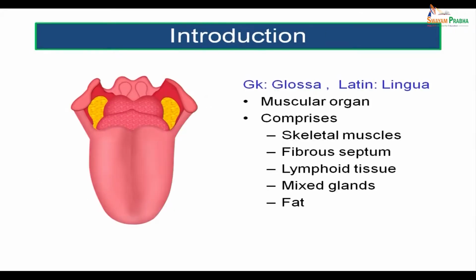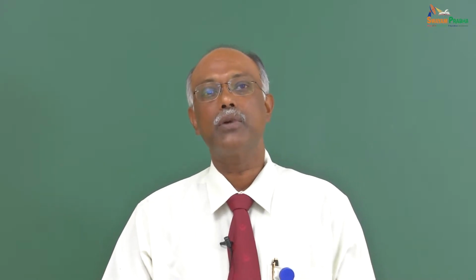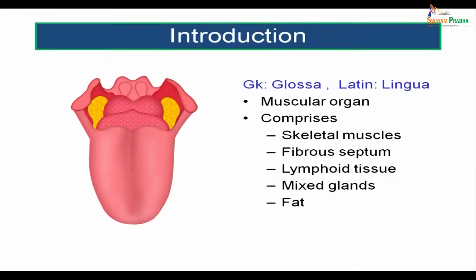As an introduction, the tongue is referred to as glossa in Greek, and there is a Latin word called lingua which refers to the tongue. So glossal refers to the tongue. Lingua, lingual artery, is a term which is derived from the Latin word lingua, which refers to the tongue. Now, as you all know, the tongue is a muscular organ and it comprises skeletal muscles, lymphoid tissue, mixed glands, and there is a fibrous septum in the center which divides the tongue into two parts, and some amount of fat is also present within the tongue.